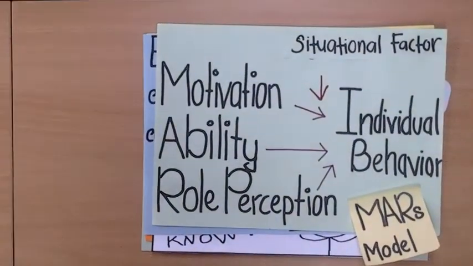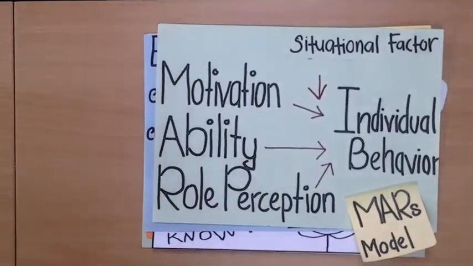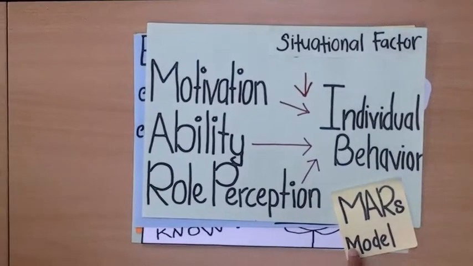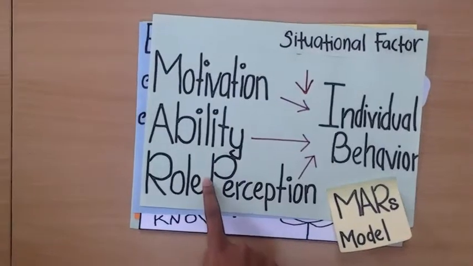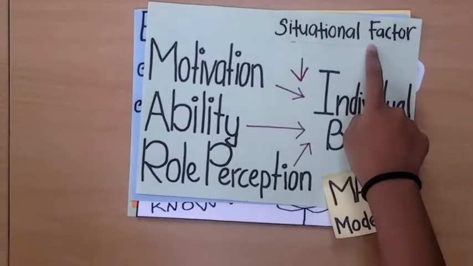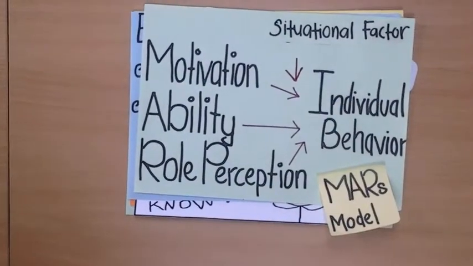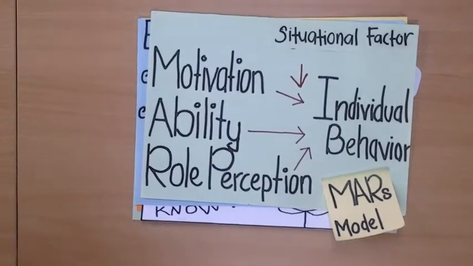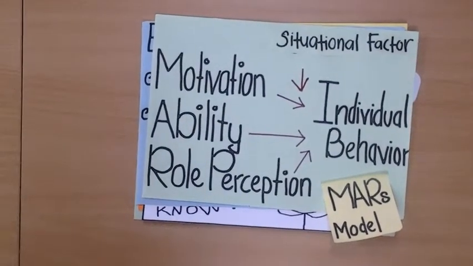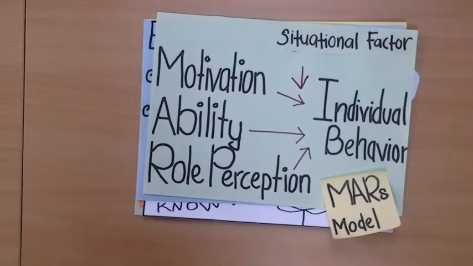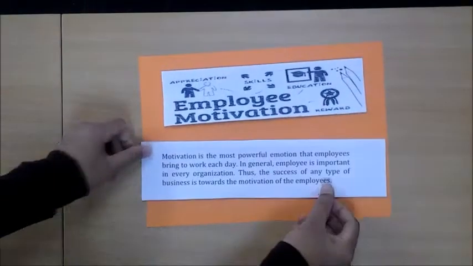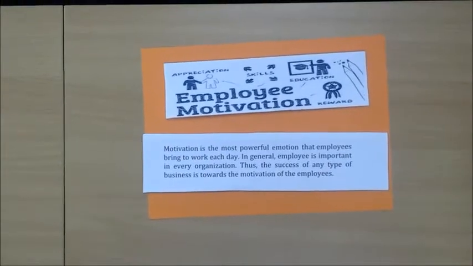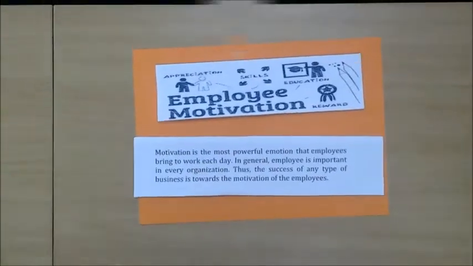There are 4 factors that affect individual behavior in the MARS model, which are employee motivation, employee ability, role perception, and situational factors. Thus, by using the MARS model, we can measure the factors that affect individual behavior and take precautionary steps to prevent mischief from happening within the organization. Employee motivation. Employee motivation is the most powerful emotion that employees bring to work each day.